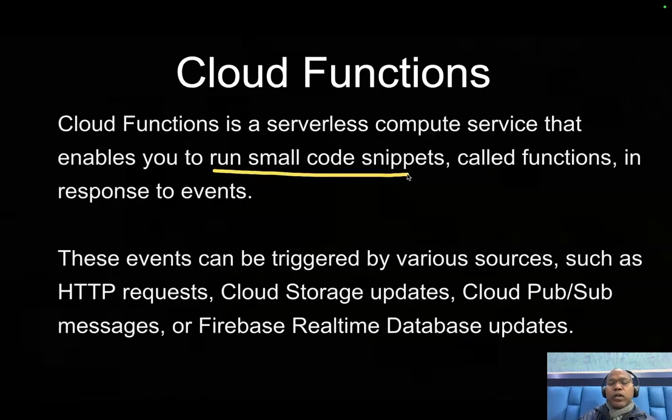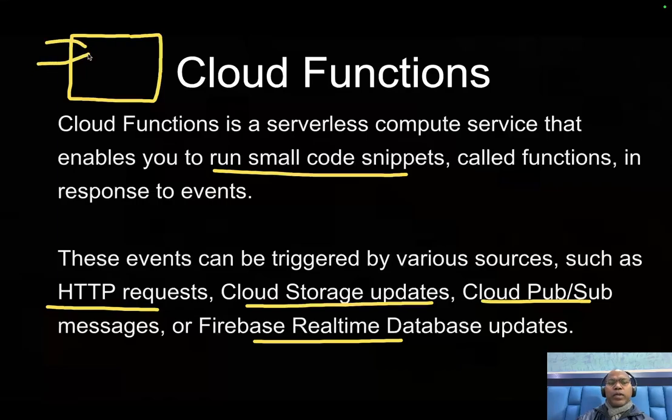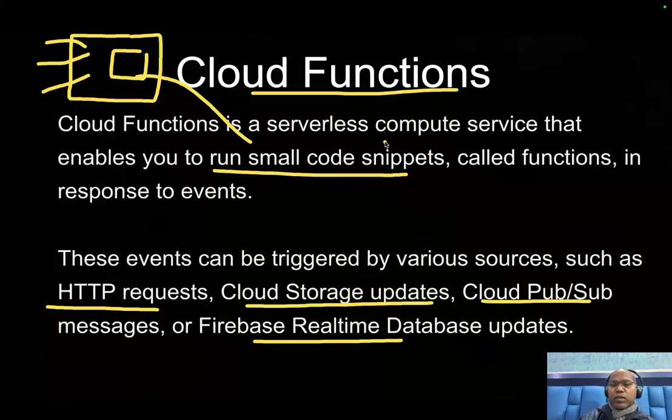So Google Cloud offers this facility, and the events which can trigger it are, maybe, an HTTP request event, a cloud storage update, Cloud Pub/Sub messages, or any real-time database update. So you can say an event can be anything in your applications. Something happens by the user, or automatically, some request or click happens, and on those events you want to execute some script, some code snippet. That is where cloud function helps us. The cloud function is a serverless compute service offered by Google Cloud.